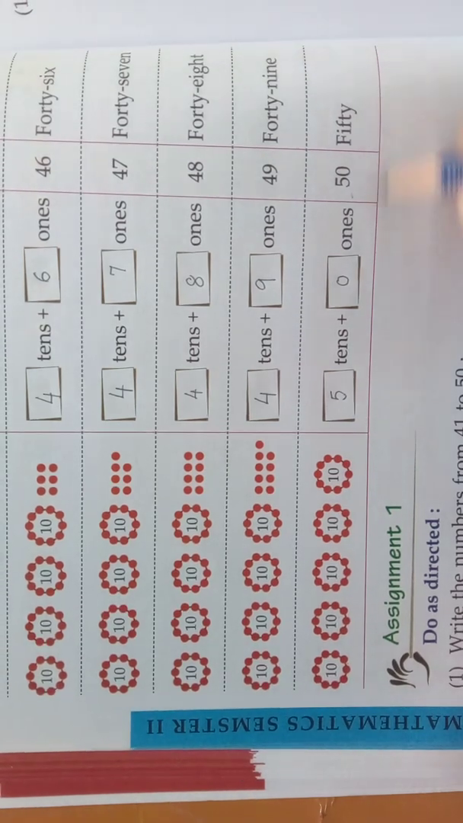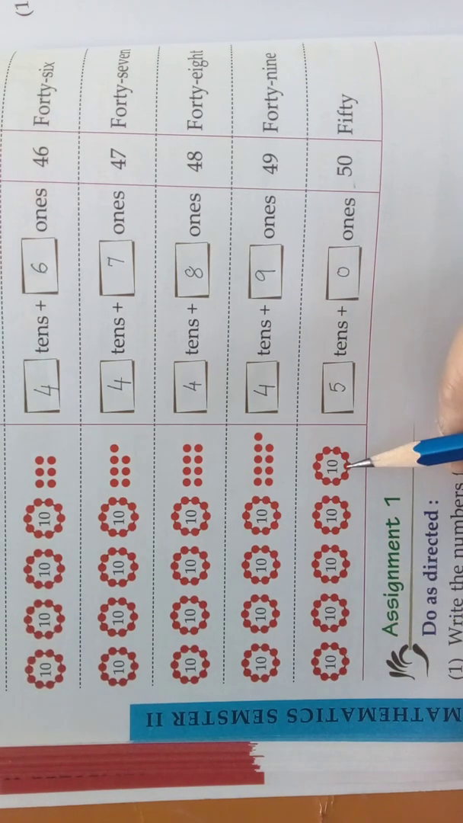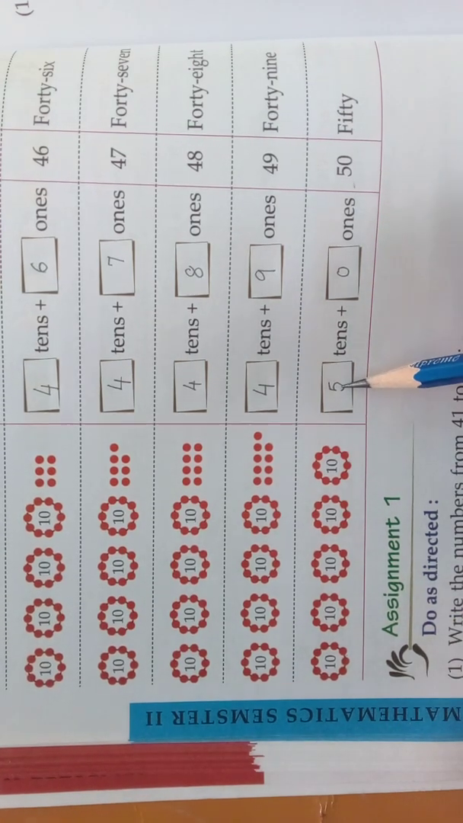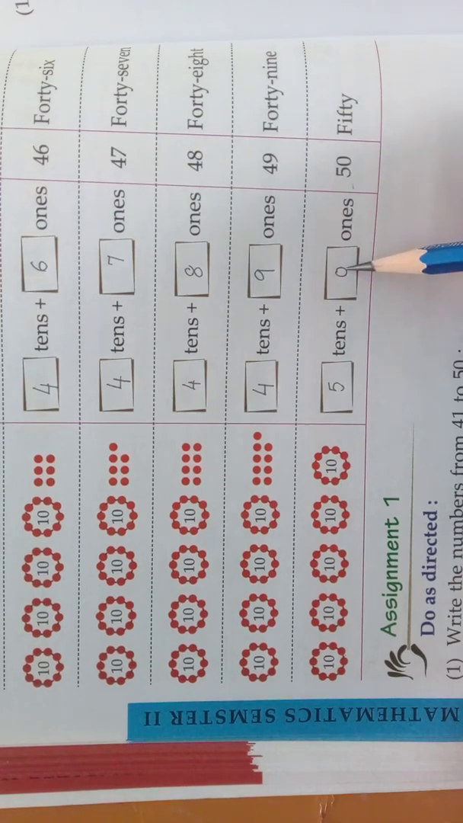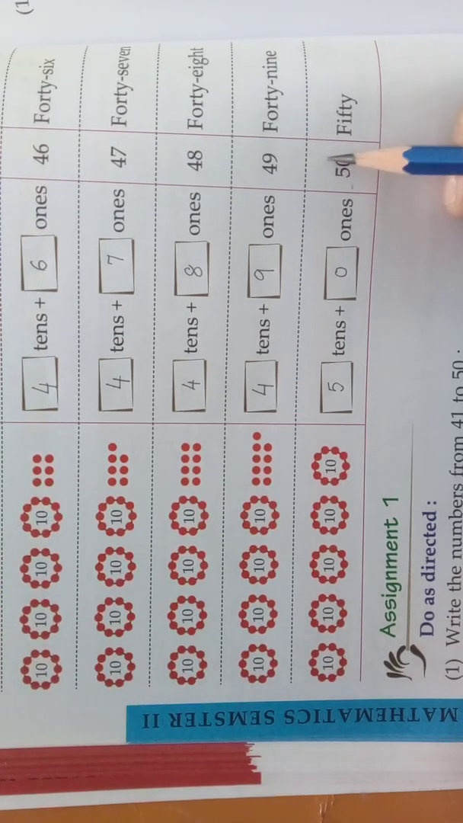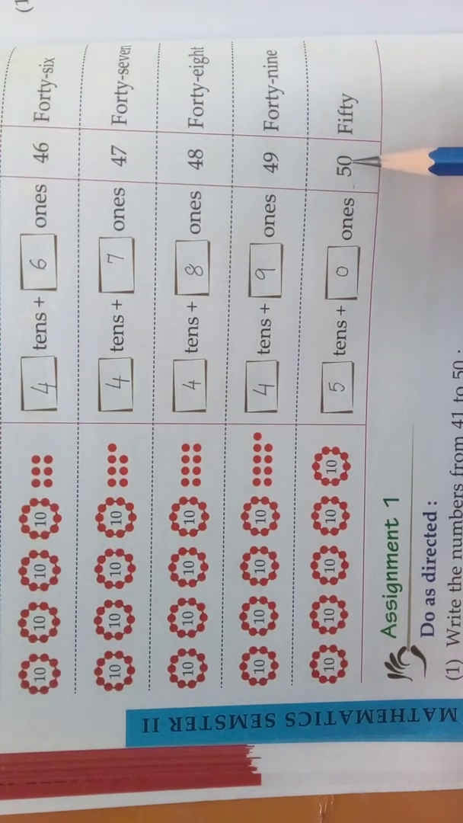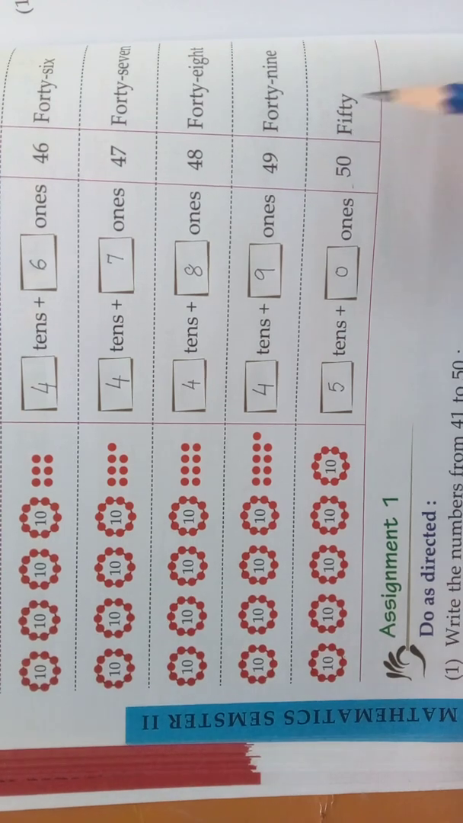F-I-F-T-Y, 50. See here, how many tens are there? 5 tens are there. How many ones are there? 0 ones are there. So, take these 5 tens and 0 ones, it makes 50. See, this 0 is our ones, and this 5 is tens. So, 5 tens, 0 ones makes 50.